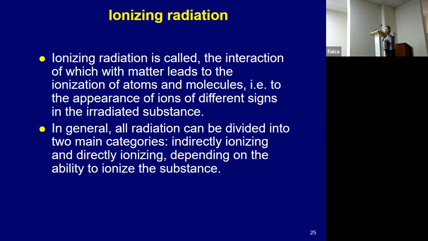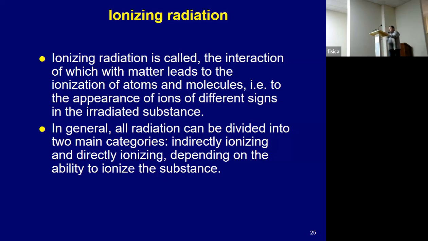The emission of ionizing radiation accompanies the transformation of nuclei. In general, all radiation can be divided into two main categories, indirectly ionizing and directly ionizing, depending on the ability to ionize the substance. Ionizing radiation is radiation whose interaction with matter leads to the ionization of atoms and molecules, that is, to the appearance of ions of different signs in the irradiated substance. The ionization of atoms and molecules is the main process of transferring radiation energy to matter.